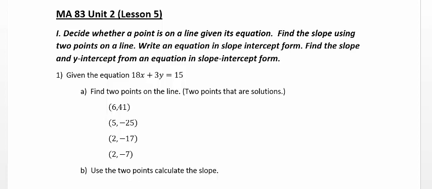Math 83, Unit 2, Lesson 5. We're going to decide whether a point is on a line given its equation, and then we're going to find the slope using 2 points on a line, write an equation in slope-intercept form, and find the slope and y-intercept from that equation in intercept form.